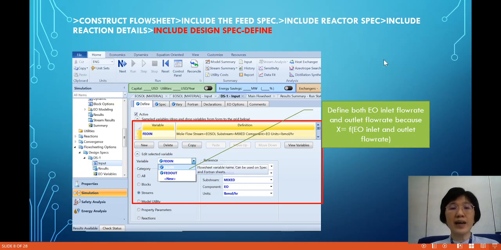So let's define the design spec under the define section. This is of course, as you know, design spec is under flow sheeting option. Just go to flow sheeting option and create a new design spec, DS1, and you have to include the define parameter. So we define the inlet flow rate for ethylene oxide and the outlet flow rate of ethylene oxide.